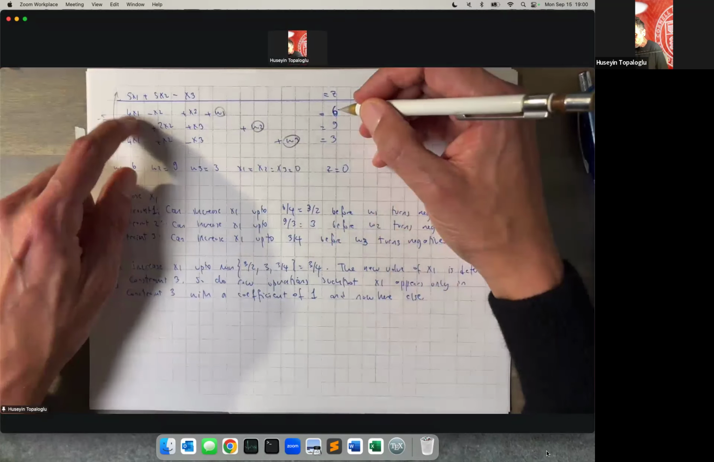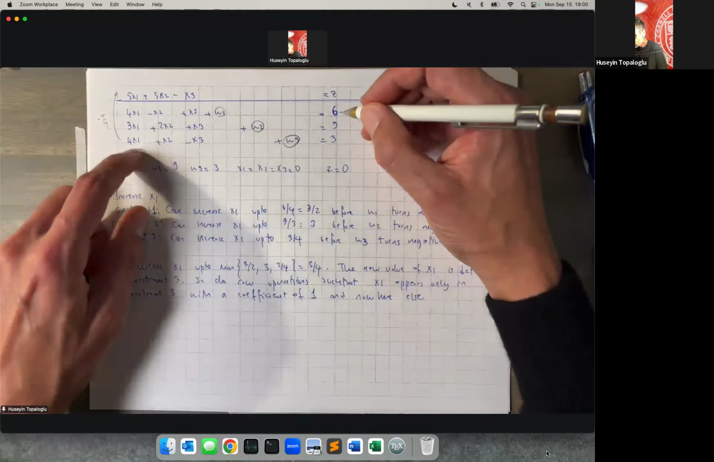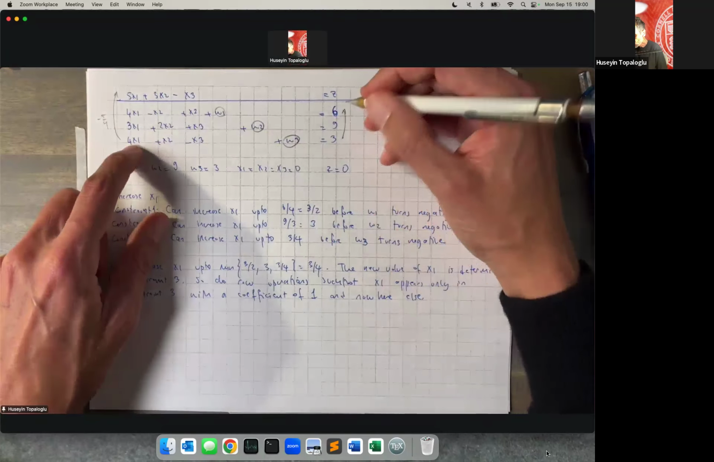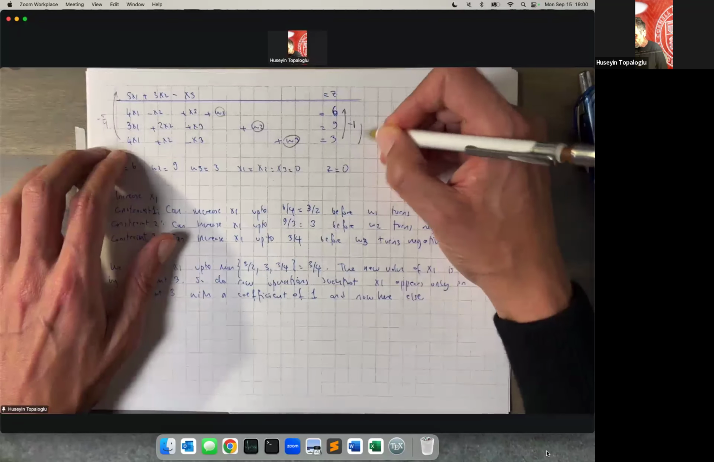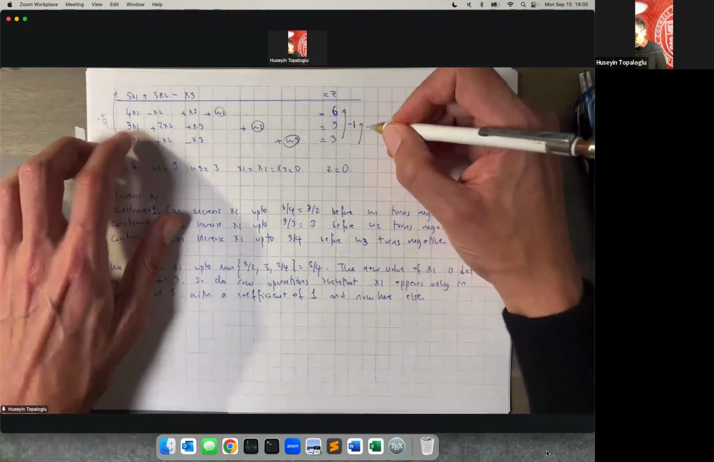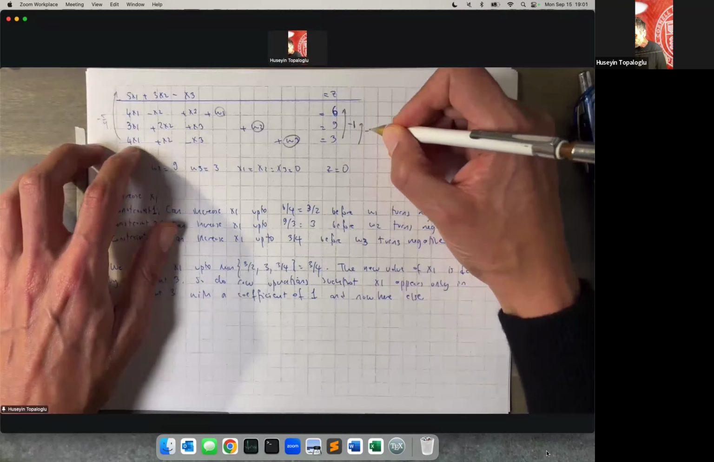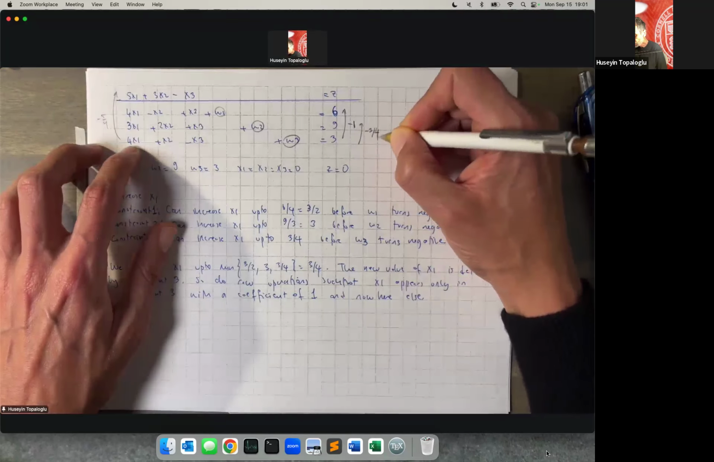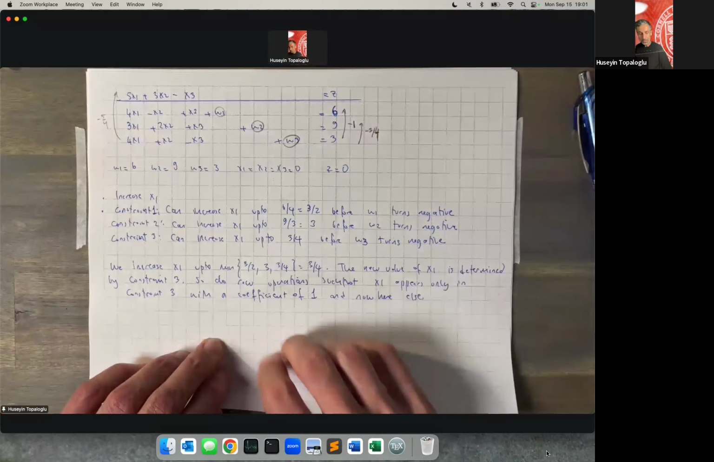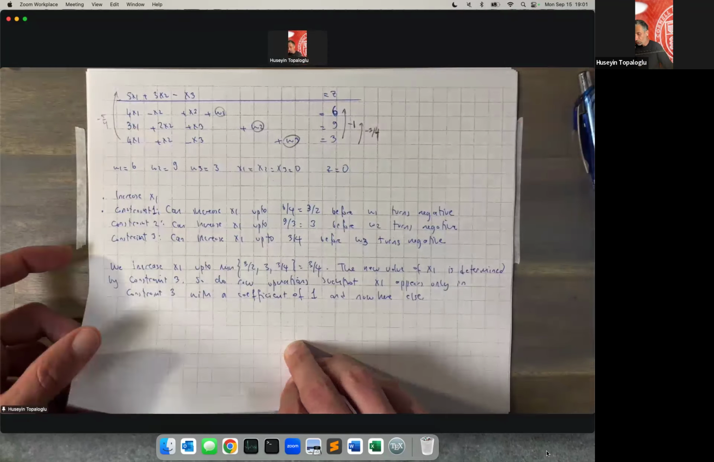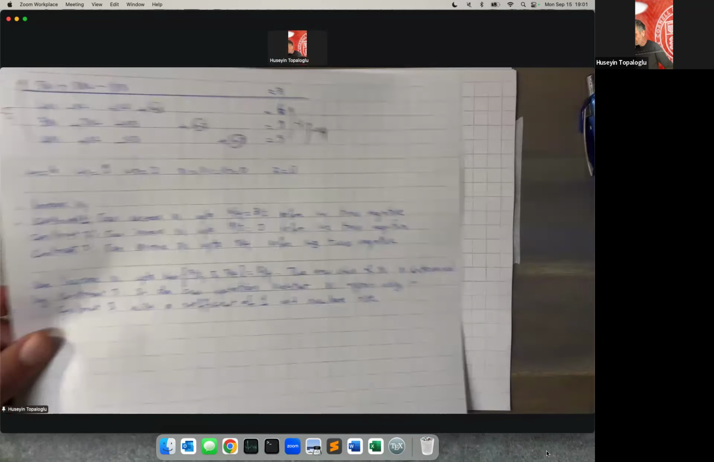row. Likewise, if I want x1 to disappear from the first constraint row, take the third constraint row, multiply it by minus 1, add it to the first constraint row. And if I want x1 to disappear from the second constraint row, take the third constraint row, multiply it by minus 3 over 4, add it to the second constraint row so that x1 disappears from the second constraint row as well. Let's do those row operations.